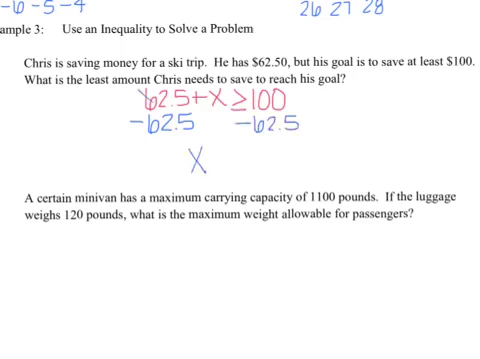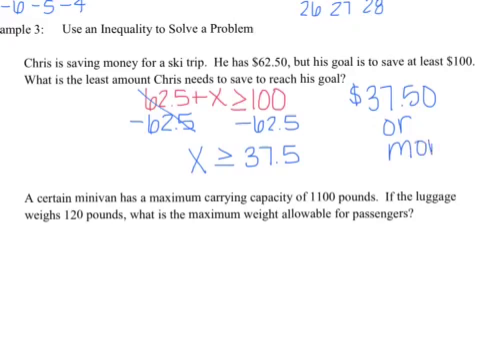So that means x, that's gone, x is greater than or equal to 37.5. So that means he needs to save $37.50 or more. Okay, because x is greater than or equal to that, so it can be that or anything more than that. So that would be your answer. For inequalities, you need to kind of describe your answer because it's not just 37.50. It's 37.50 or anything greater than that, since x is greater than or equal to 37.50.